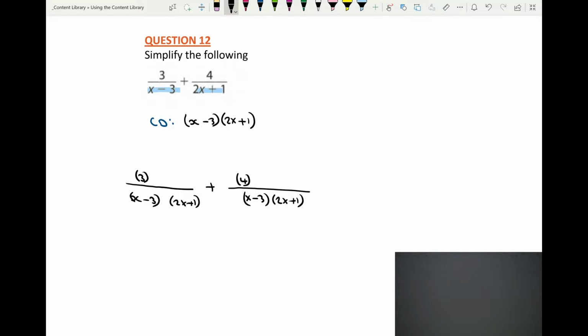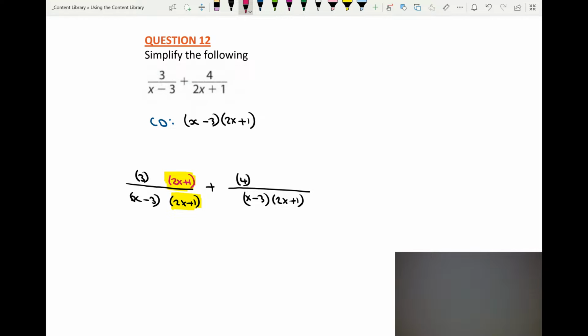So next thing you have to do now is you need to figure out what did you do to the bottom of the fraction. So what did we do to the first one? We multiplied it by a 2x plus 1. So see here, there is no 2x plus 1 on that fraction. So what I have to do is I have to also multiply the top of that fraction by 2x plus 1. You're trying to keep the fraction balanced. Whatever you do to the bottom, you have to do it to the top.